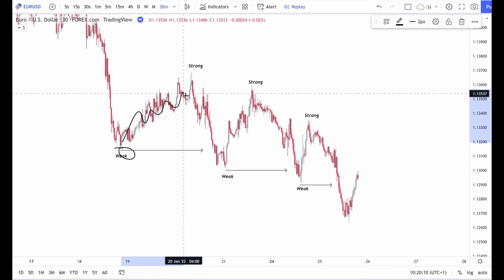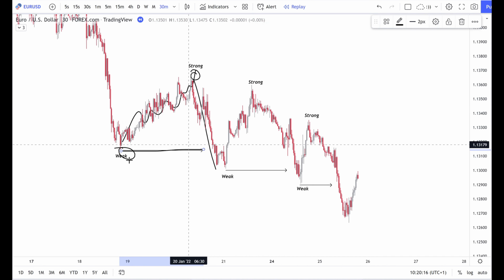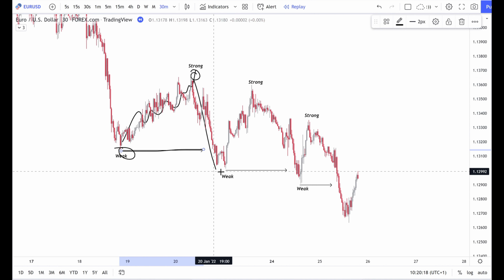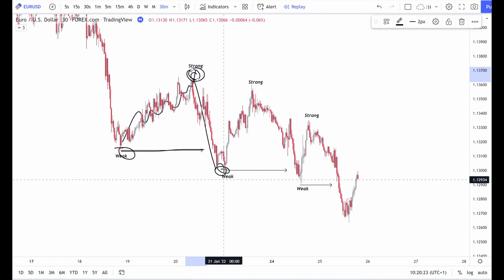We pull back into premium, let's just say, and from here we carry on to break structure. We target that weak low, creating a new weak low. So this strong high has now created this weak low.